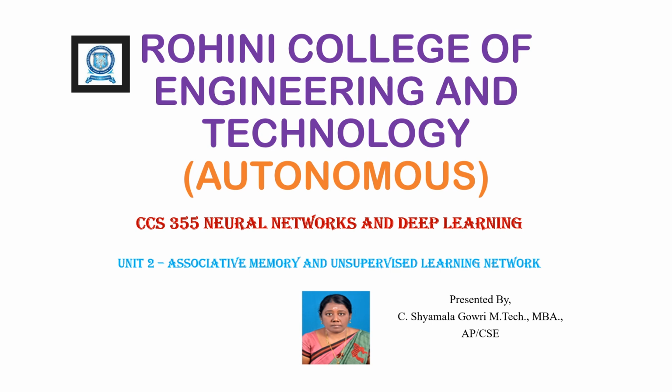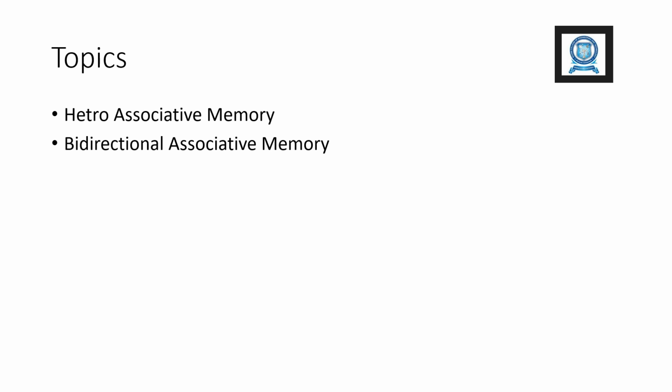CGS 355 Neural Networks and Deep Learning. Unit 2 Associative Memory and Unsupervised Learning Network. The topics covered in this presentation are heteroassociative memory and bidirectional associative memory.